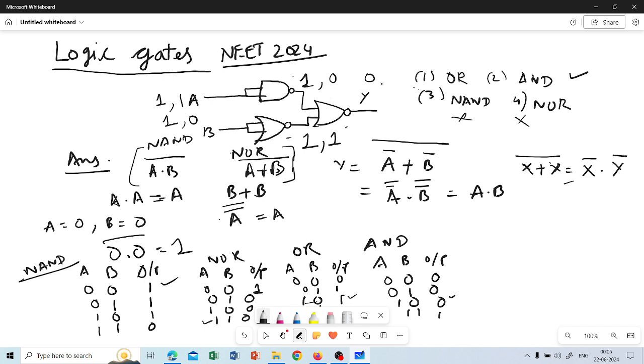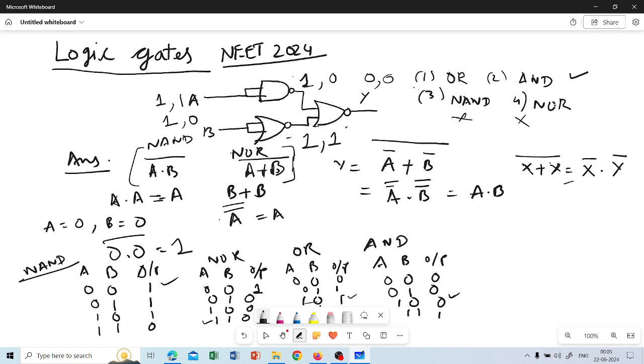So now 0 comma 0, 0 comma 1 is the input combination for NOR gate. Then for 0 comma 1, the output is 0. So now you can see that for AND gate the output is 0. So this is going to be AND gate.